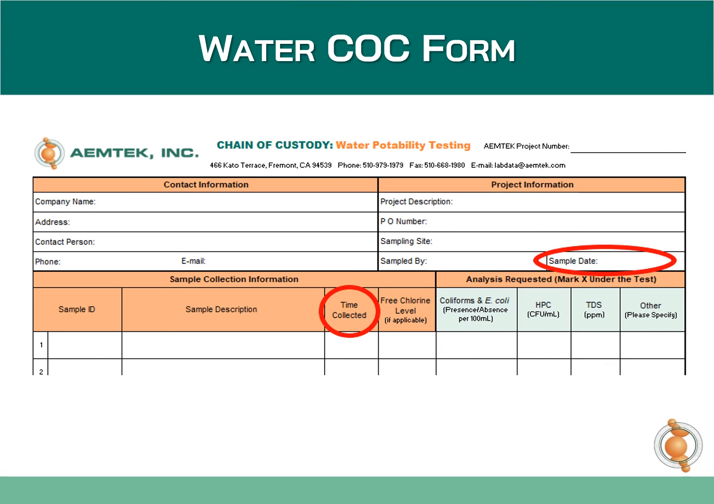For water samples, it is necessary to record the date and time when the sample was taken on the chain of custody form. In addition, water samples should be kept cold after sampling and before testing. Always remember to have a unique sampling description for each sample. For water samples, it is important to get them to the lab as soon as possible so that we can begin processing them within 24 hours of collection.